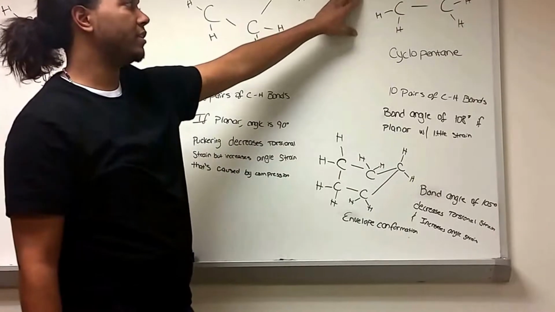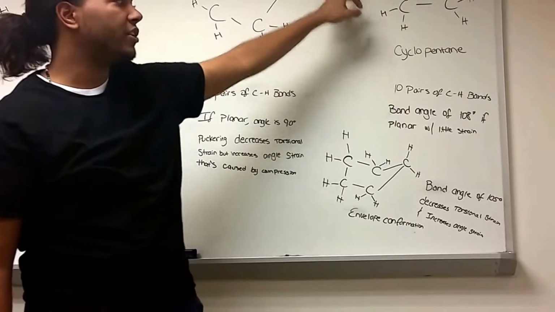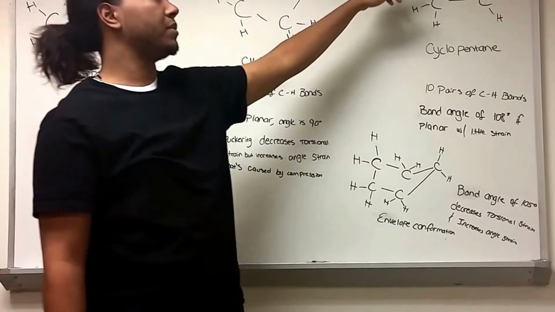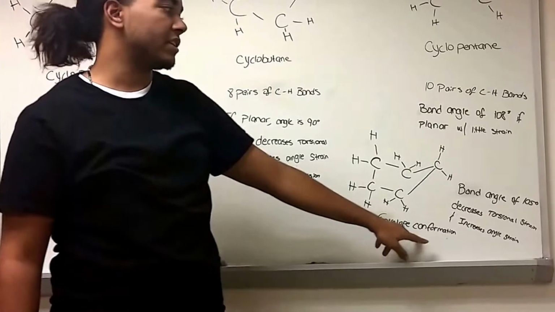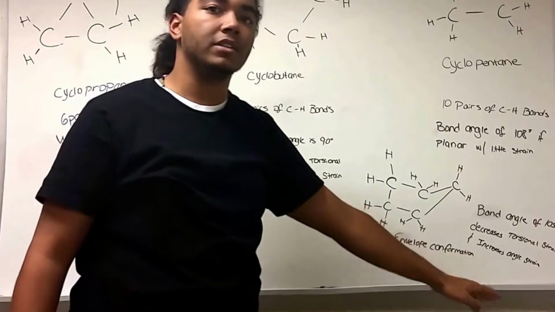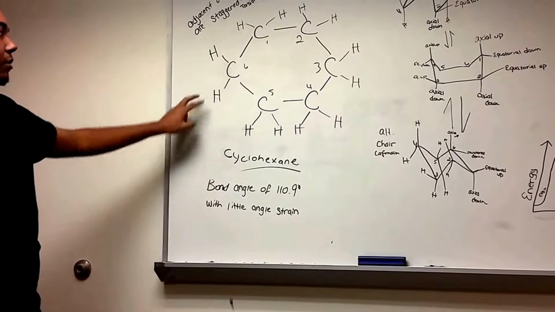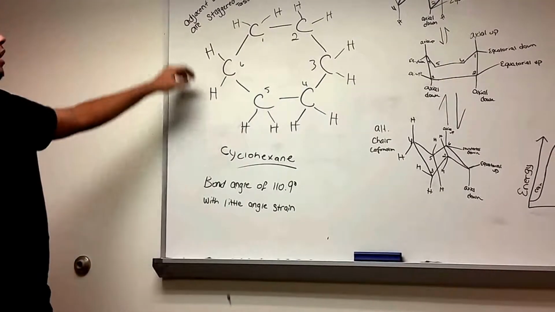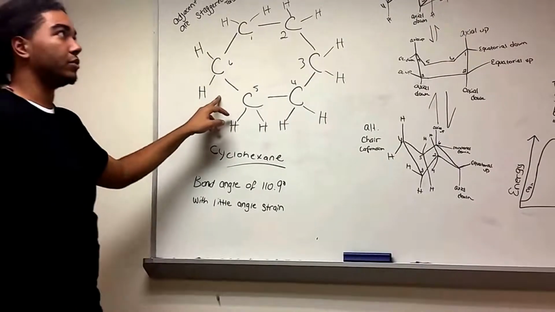This is a cyclopentane structure, and there's 10 pairs of CH bonds, and the bond angle between the carbon-carbon bonds is 108 degrees when it's planar, with very little strain. With a little twist between the carbon-carbon bonds, it can transform into its envelope conformation, which has a bond angle of 105 degrees, and it has a decrease of torsional strain but an increase in angle strain. This is a cyclohexane, and the carbon-carbon bond angle is 110.9 degrees with little angle strain. The adjacent carbon atoms are staggered, meaning they have minimal torsional strain.